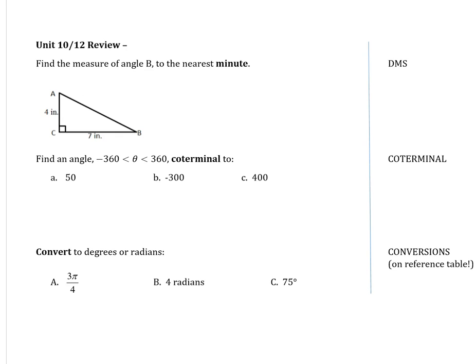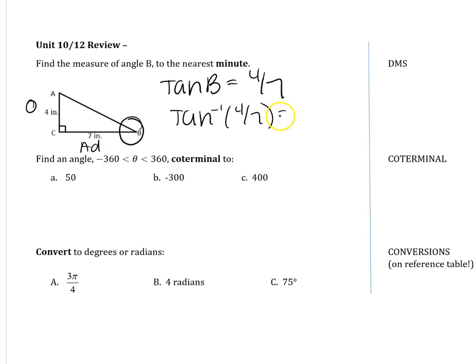So starting off with number 1, just a remembering of how you find missing angles in a triangle. If I wanted angle B, I noticed that based on what I have, sidewise, I have an opposite and adjacent side. So using SOHCAHTOA, that tells me I would use tangent. So I do tangent of B is equal to 4/7. And then in order to solve for the angle, I'd have to undo tangent, so I'd use inverse tangent.